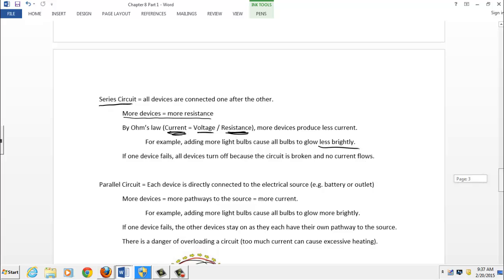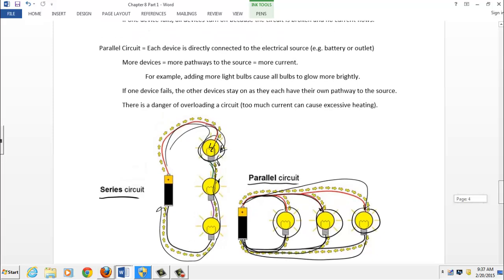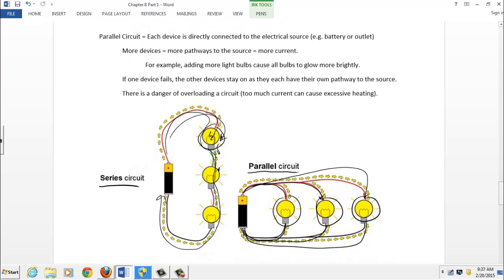Furthermore, another disadvantage is if one light bulb blows, that breaks the circuit and no electricity can flow. So if this first light bulb's filament overheats and melts, so that there's a gap and electricity can't get through, well, that means electricity can't go through the entire loop, and it will turn off the other light bulbs. The whole circuit is then open or dead. That's different from a parallel circuit.